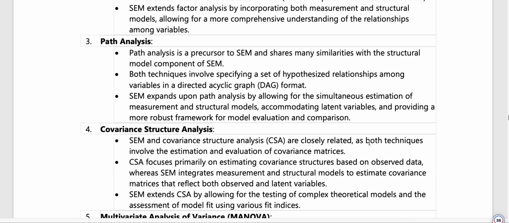Path analysis. Let's talk about path analysis. Path analysis is a precursor to structural equation modeling and shares many similarities with the structural component of structural equation modeling. Both techniques involve specifying a set of hypothesized relationships among the variables in a directed acyclic graph, or DAG, format. Structural equation modeling expands upon path analysis by allowing the simultaneous estimation of measurement and structural models, accommodating latent variables and providing a more robust framework for model evaluation and comparison.